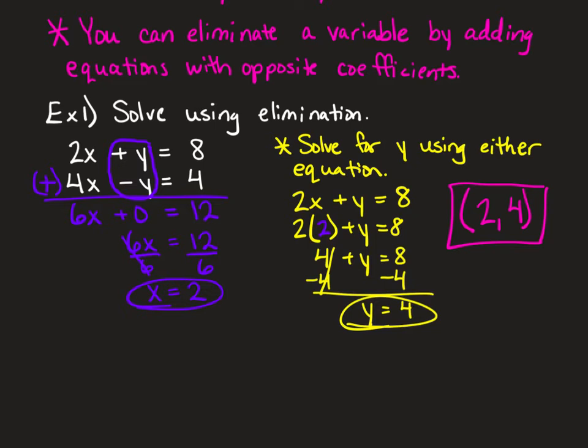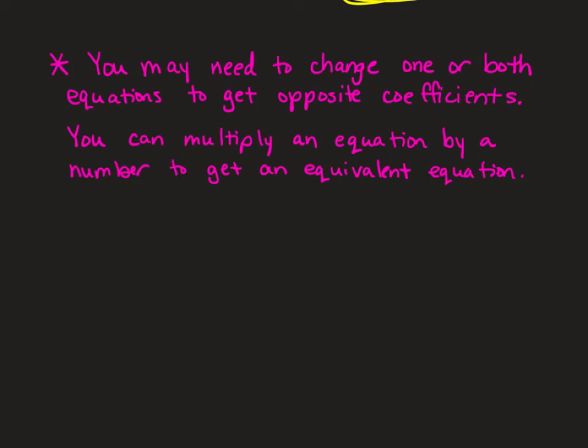Notice that this was a pretty quick method to solve. If you have two equations that you can automatically just add and eliminate a variable, then this is going to be the fastest way to solve them. Now you may need to change one or both equations to get opposite coefficients. Some problems don't start with opposite coefficients in place. So you can multiply an equation by a number to get an equivalent equation.